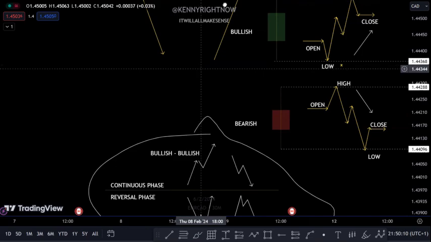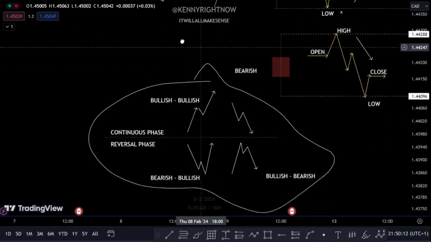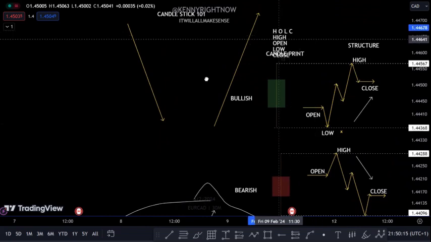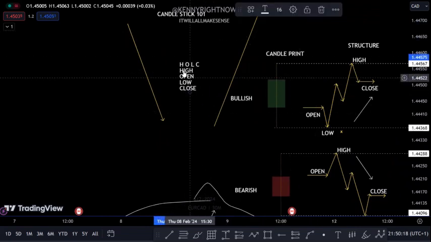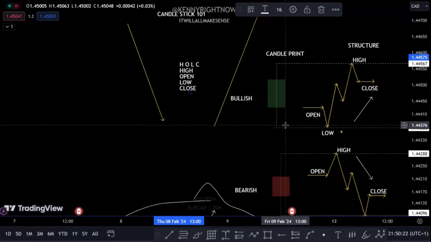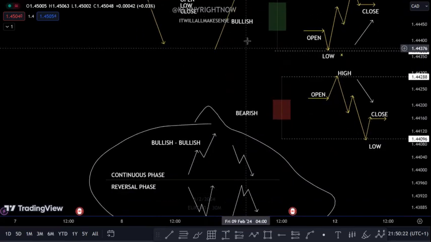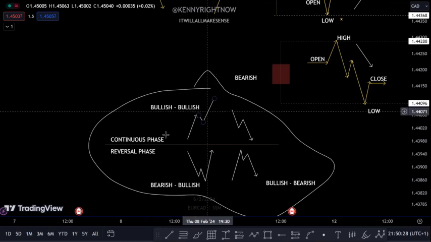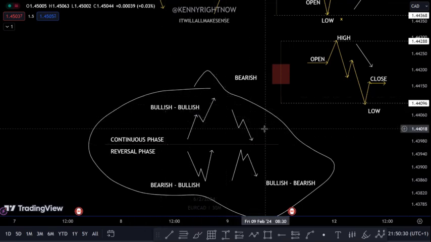Okay, so I'm not going to talk about structures today. Our next class will talk about structures. But this whole understanding, we'll talk about the open, the high, the low, the close. And we talked about it as from candle to structure. And I gave you the example where we talk about the continuous phase and the reversal phase.